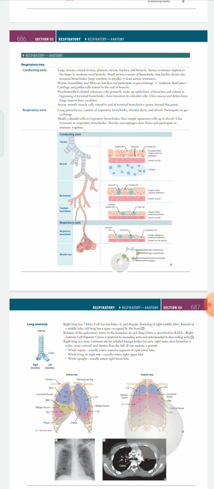This is the basic structure of the alveoli. Alveoli are lined by type 1 pneumocytes and then type 2 pneumocytes. Type 2 pneumocytes secrete surfactant and also act as precursor cells. Alveolar macrophages engulf foreign particles, and basically the alveolus is a thin membrane.